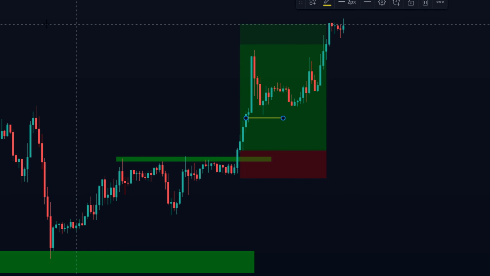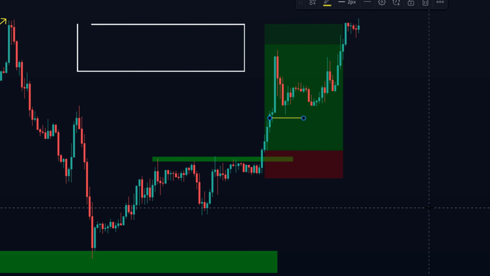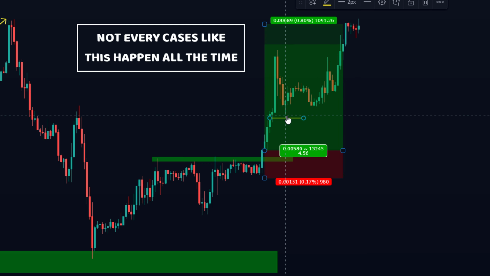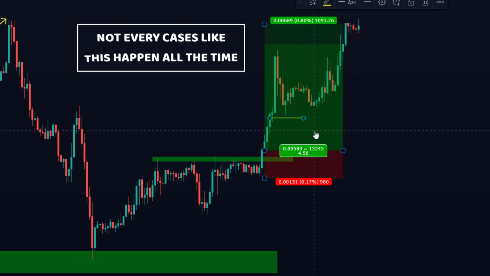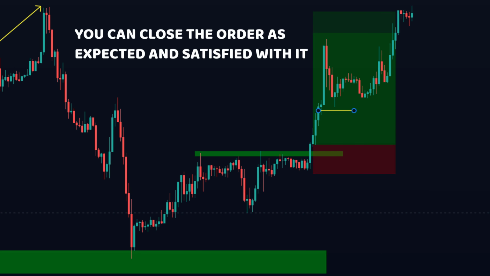So the price has gone up here and our take profit is hit. Of course, not every case is like this all the time. There are some cases where it made the bottom, went up and then went down to the stop loss order. It's not that you can close the order at the top, but the key is that you can close the order as expected and you are satisfied with it.